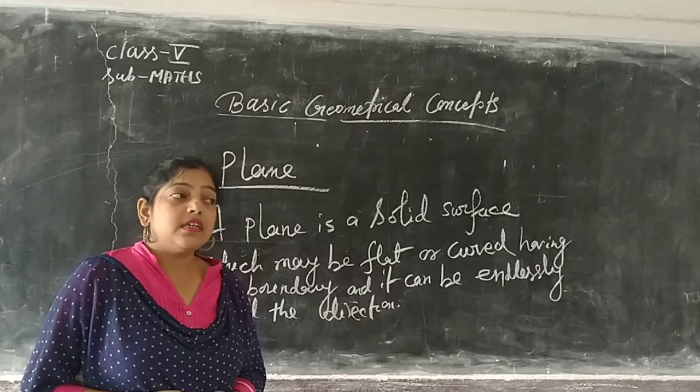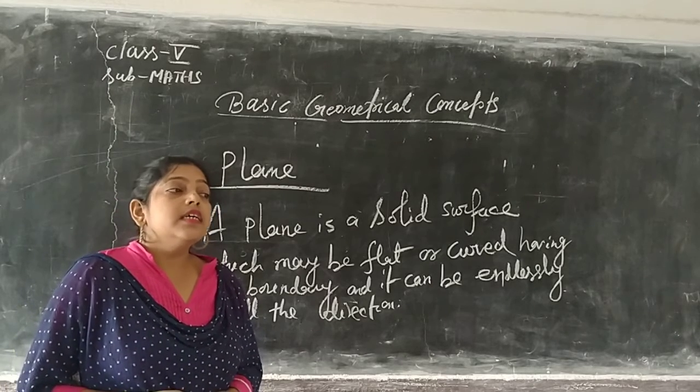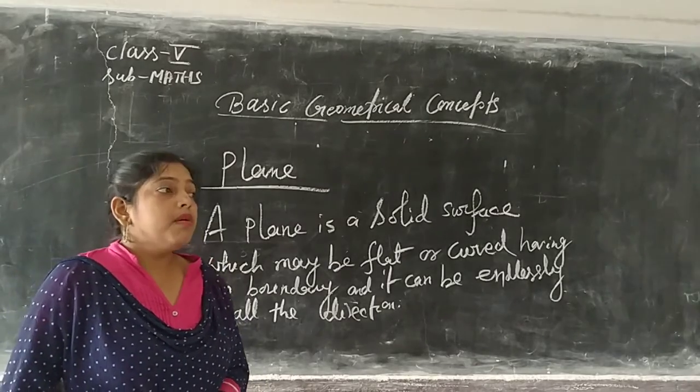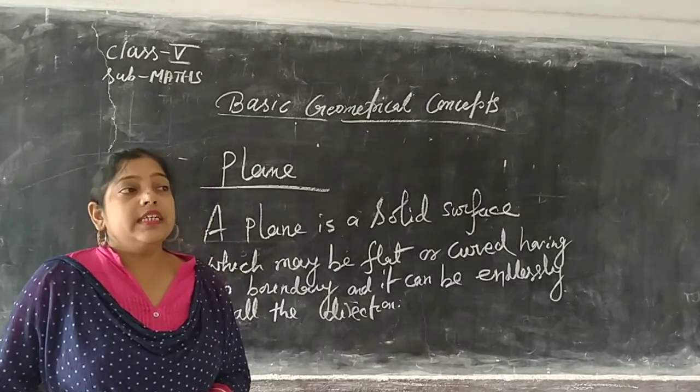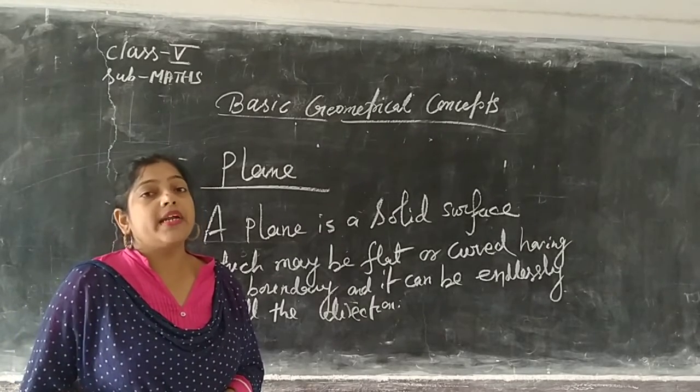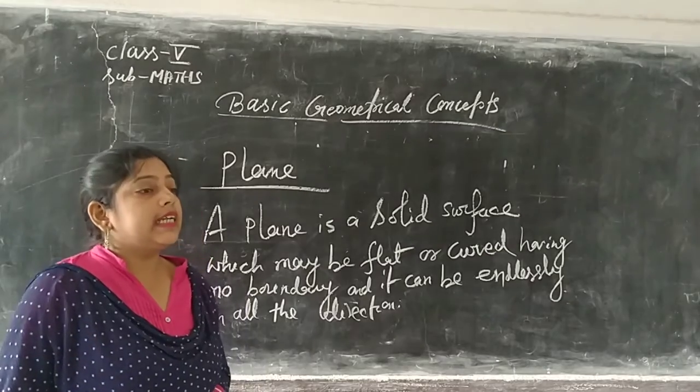Next is the definition of intersecting lines. Intersecting lines and perpendicular lines are both the same, but one thing is different. In intersecting lines, two lines cross each other at a common point. That is called the intersecting line. Next.